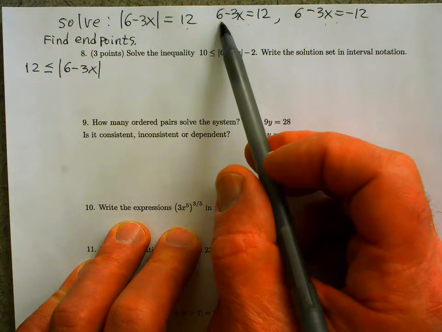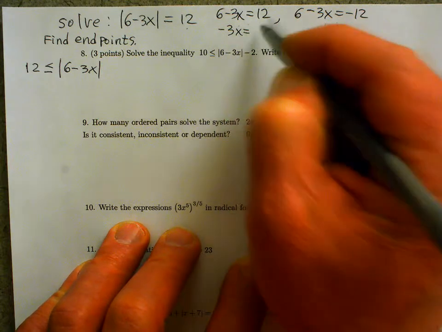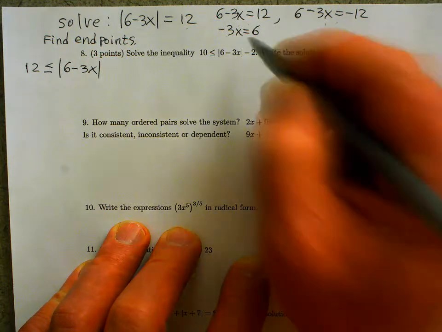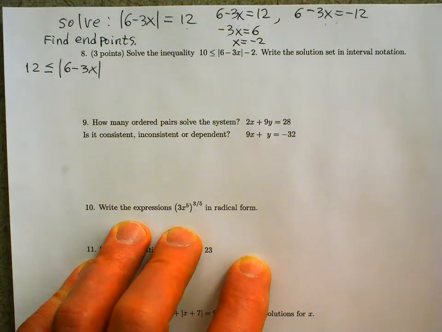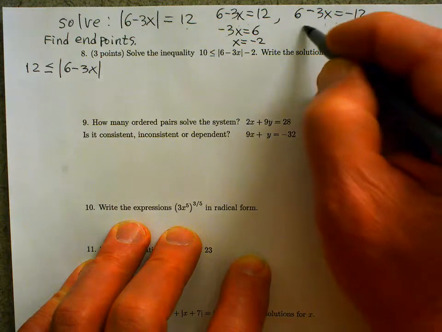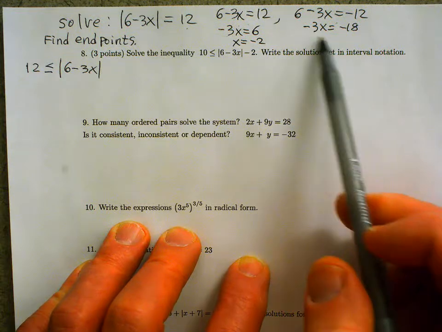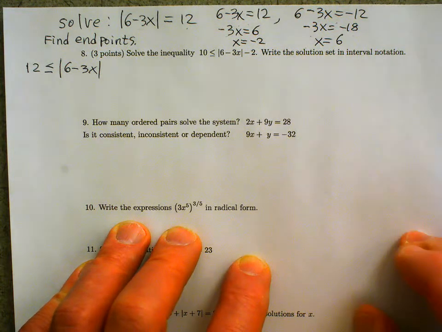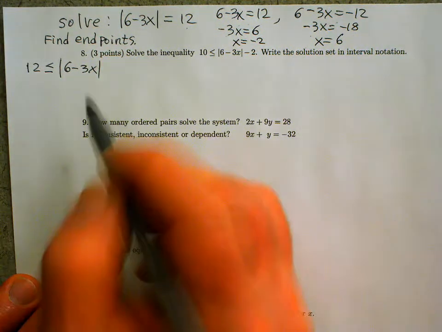So the first equation, subtract 6 from both sides. We get -3x equals 6. Divide both sides by -3, we get x equals -2. So that's one of the endpoints. In the other equation, we subtract 6, we get -3x equals -18. And then divide both sides by -3, we get x equals +6. Okay, so those are the endpoints.